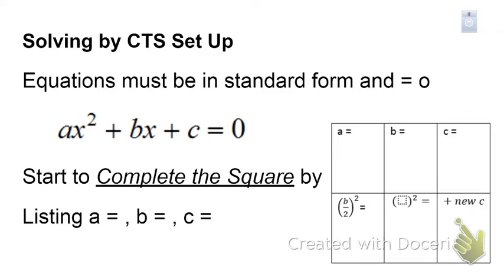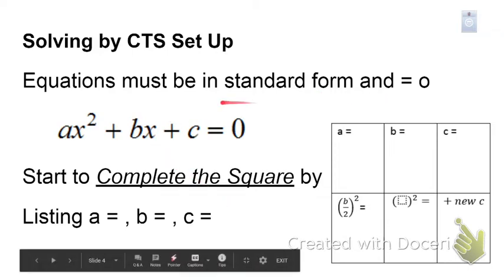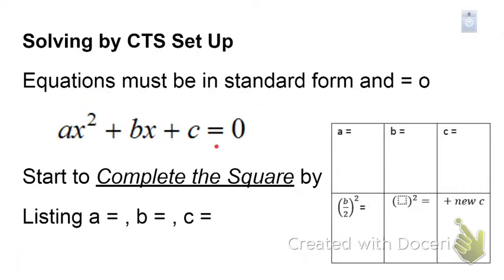To solve by completing the square, you have to set up an equation. Again, equations must be in standard form and equal 0: ax squared plus bx plus c equals 0. A little bit later on, we're going to see a problem where this number is not 0, but we can easily take care of that, and we'll see that in the examples.